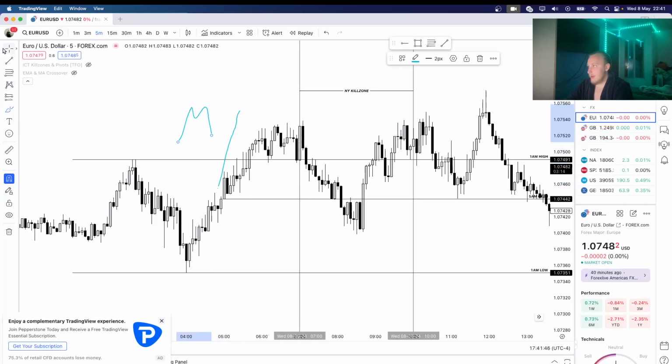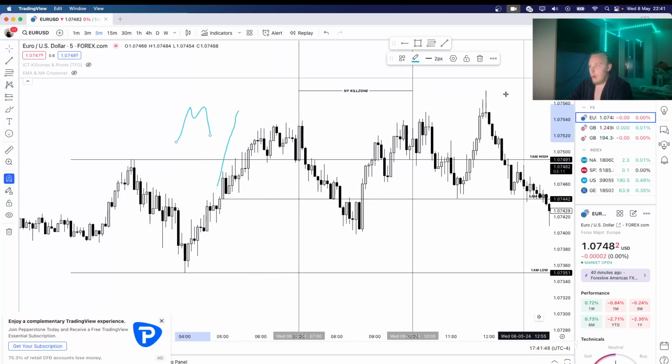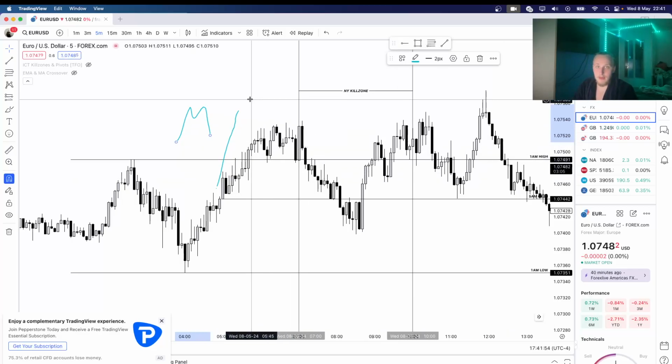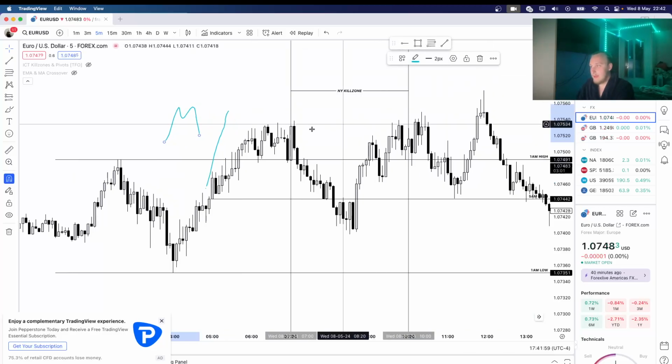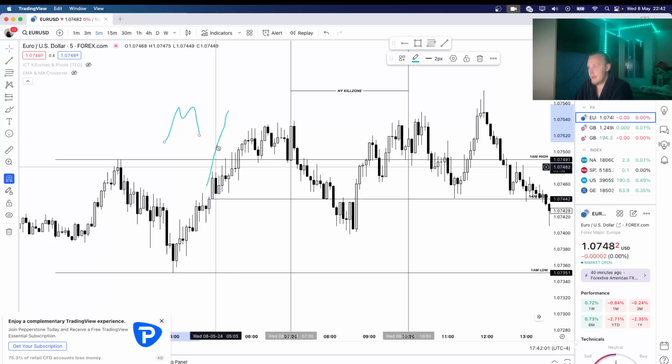Then we could find an entry. Now, why would we not jump straight into this trade after taking 1 a.m. high? In Price Time and Price theory, time is more important than price. So we've seen price sweep this straight away.